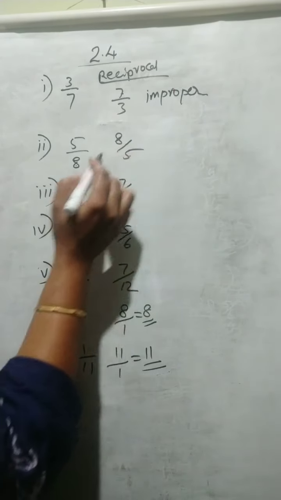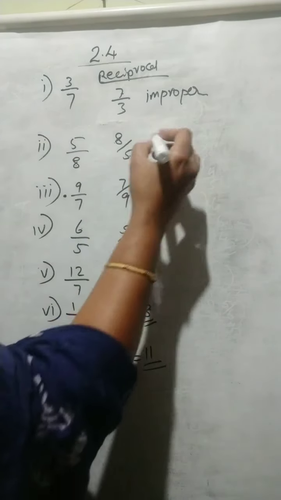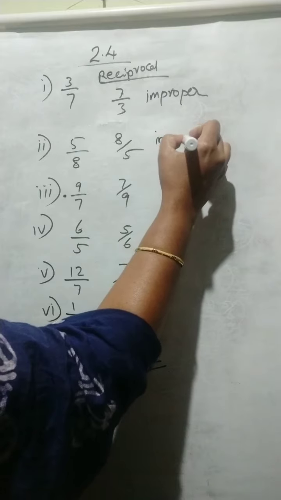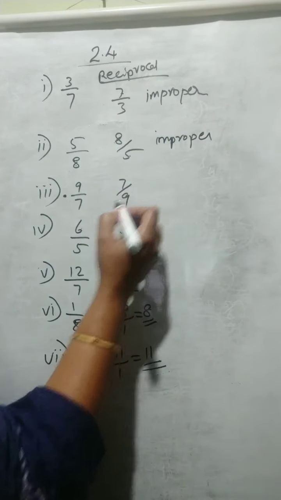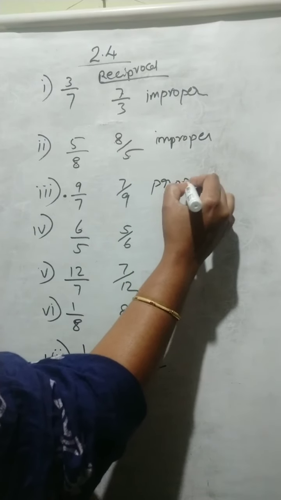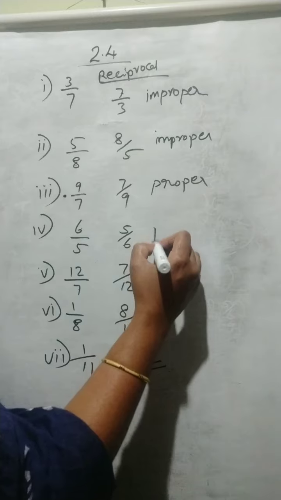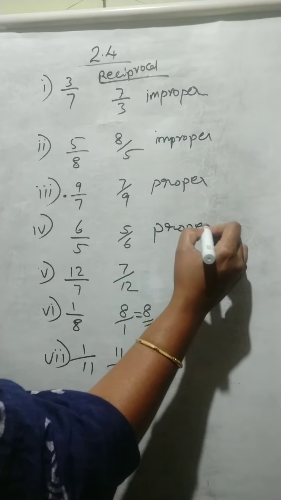Then 8/5. Here also the numerator is greater than the denominator. So this also is an improper fraction. Then 7/9. 7 is smaller than 9. So this will be a proper fraction. Then 5/6. 5 is smaller than 6. So that is a proper fraction.